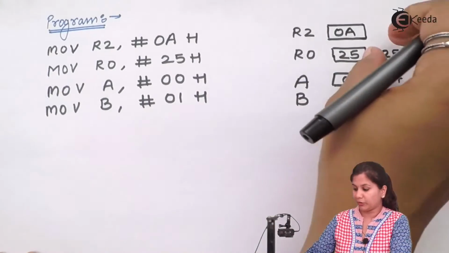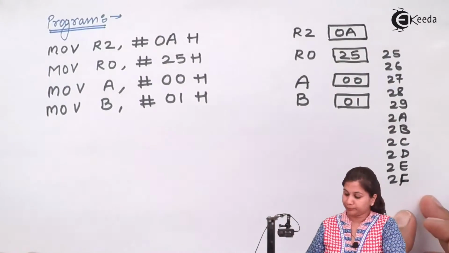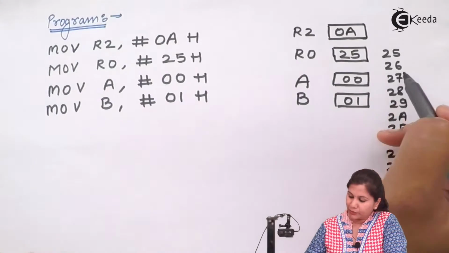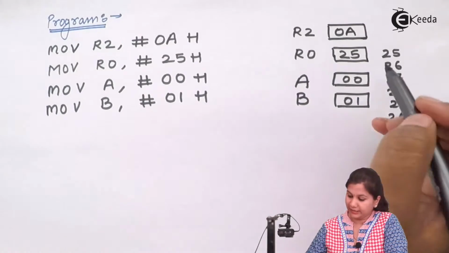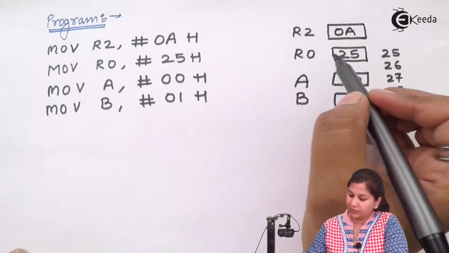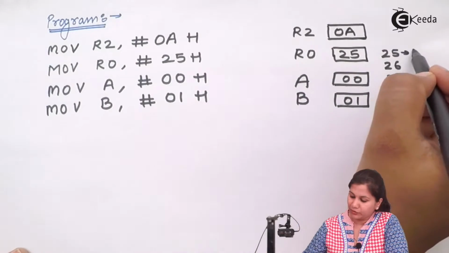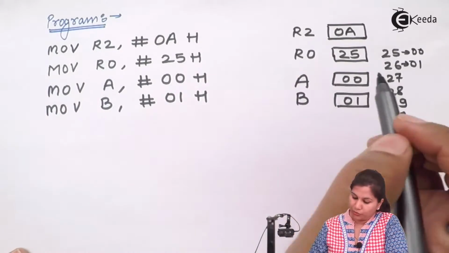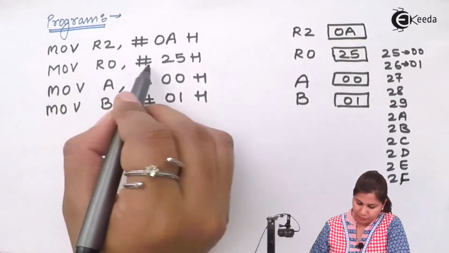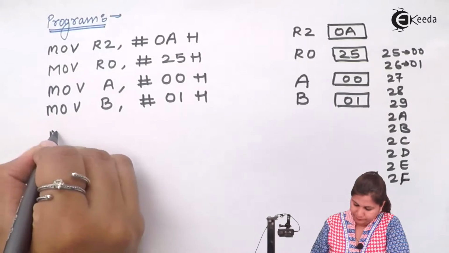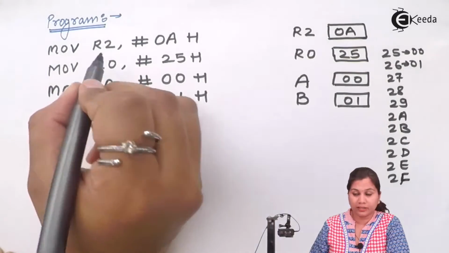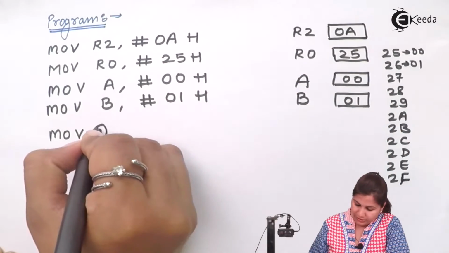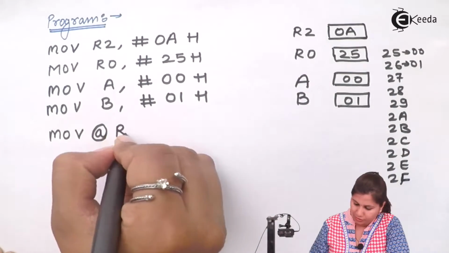In this way the memory locations will go on. So here 25, 26, 27, 28, 29, at these memory locations we will have, at 25 we have 00, at 26 we want 01. So what we will do at this memory location, that is the number which is in the R0 register. So we will use indirect addressing R0.